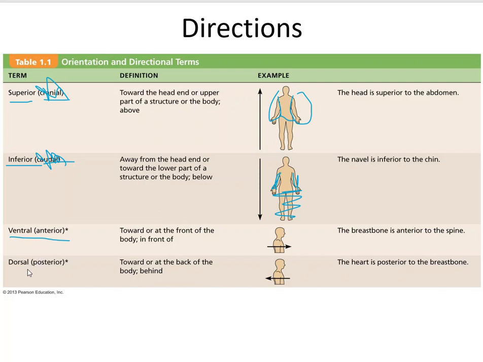There's ventral and there's dorsal. Now, ventral is also anterior. Anterior means toward the front. Dorsal is posterior or toward the back. And again, they're using some examples here. The head is superior to the abdomen. The navel is inferior to the chin, which makes sense. And now on our ventral or anterior, the breastbone is anterior to the spine. Well, the breastbone is right here. The spine is right there. Makes sense. And then for the dorsal or posterior, the heart is posterior to the breastbone. The heart is behind the breastbone. Yep, sure is.